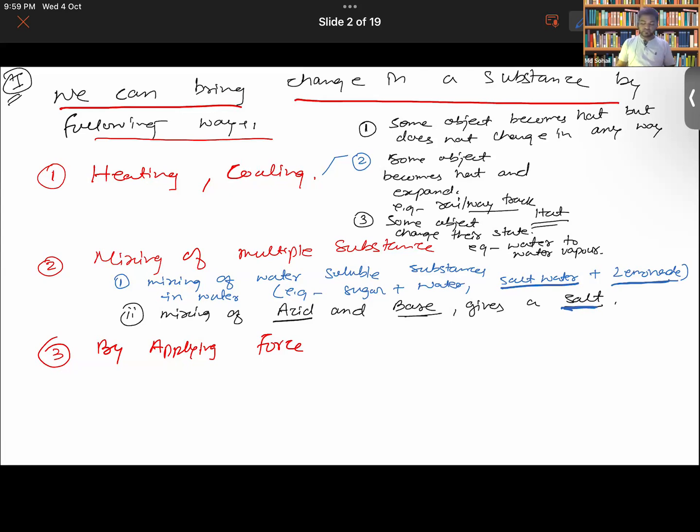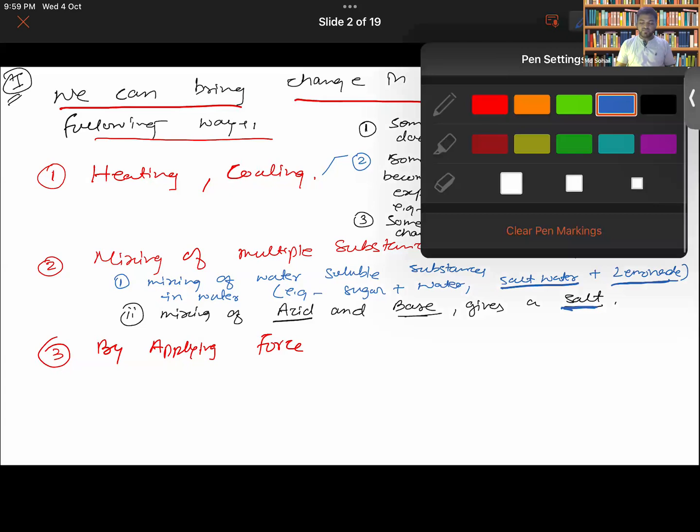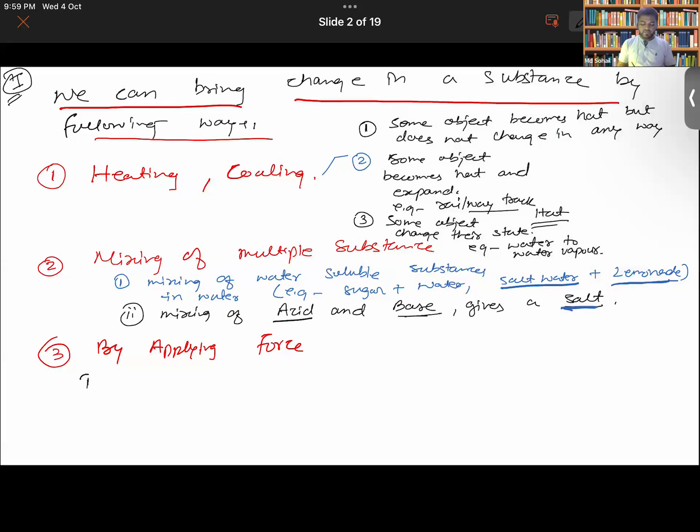Getting it now? Now, what changes can be brought if we were to apply pressure, if we were to exert force? For example, there's a solid piece of any substance. For example, you have a brick, you hammer it, you will break it into pieces, right? So the shape and size both have changed of that brick. So by applying force, we can change shape and size.